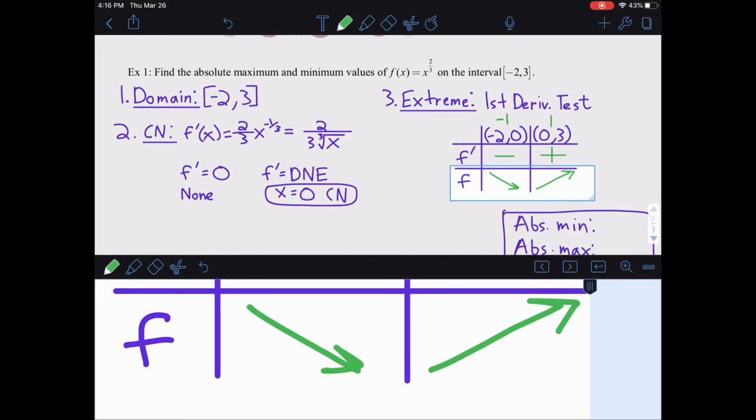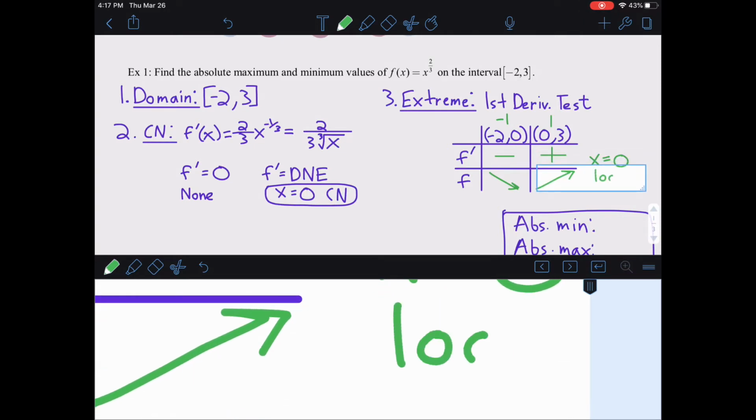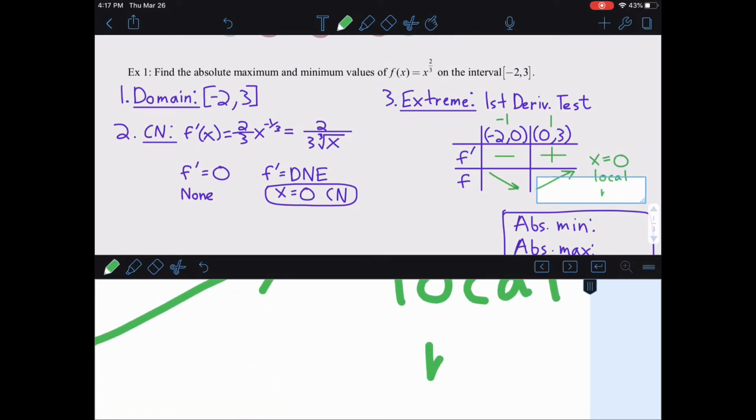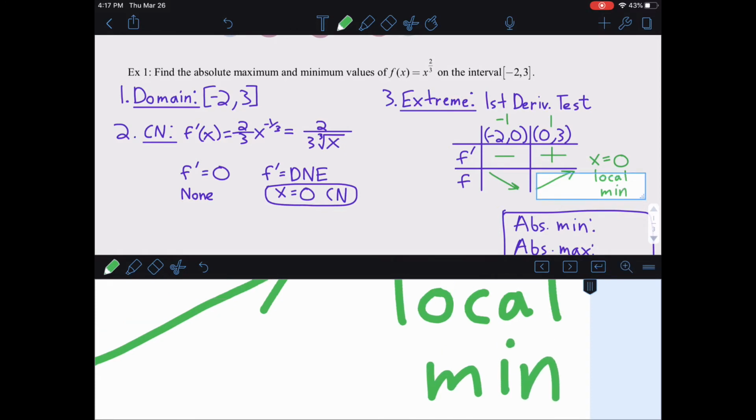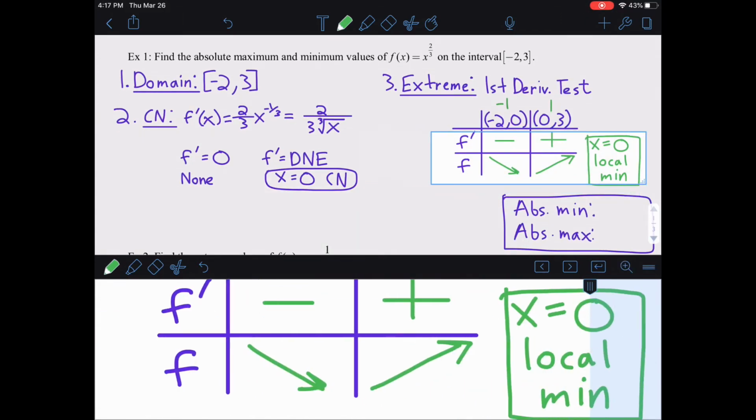Now, if you remember my analogy from the last section, what did we talk about? We talked about peaks and valleys, right? If your function is going down and then up, you're creating a valley, right? And what's at the bottom of that valley? That's going to be a local min. So at x equals 0, we have a local minimum. That's what the first derivative test tells us.